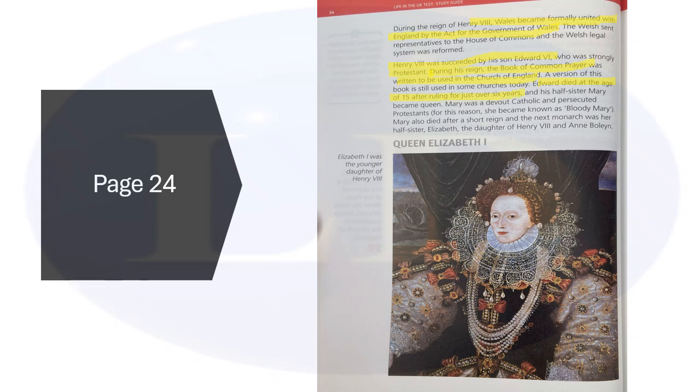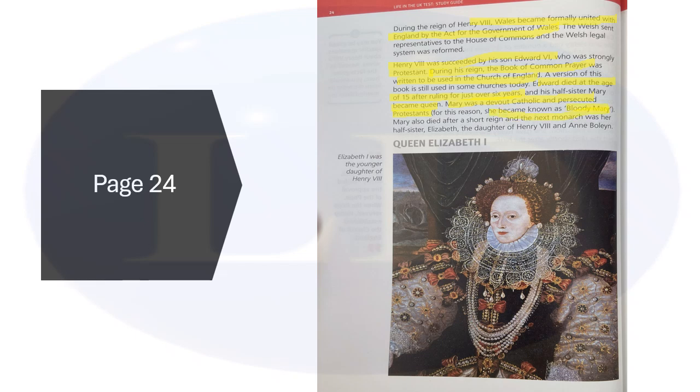And his half-sister Mary became queen. Half-sister because the father was common, the mom was different. So Mary was a devout Catholic and persecuted Protestants. Okay, so father Protestant, Edward very strong Protestant, but Mary extremely devout, strong Catholic, and she persecuted. For this reason, she became known as Bloody Mary, because she would burn people.